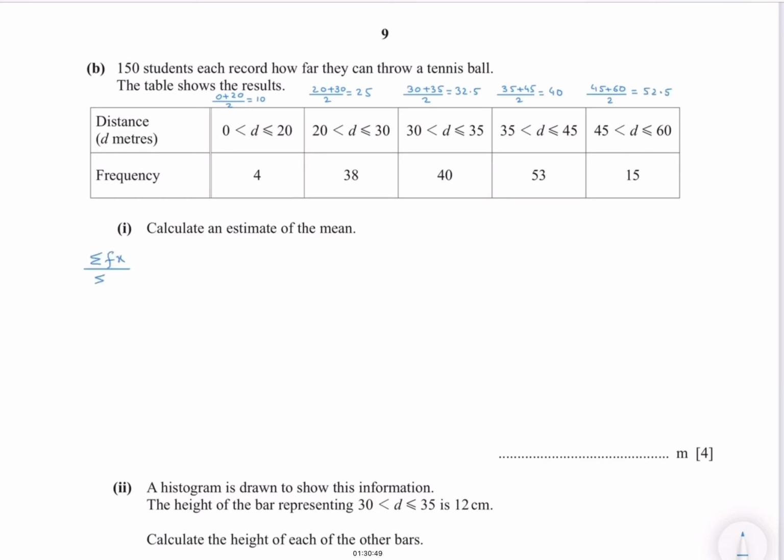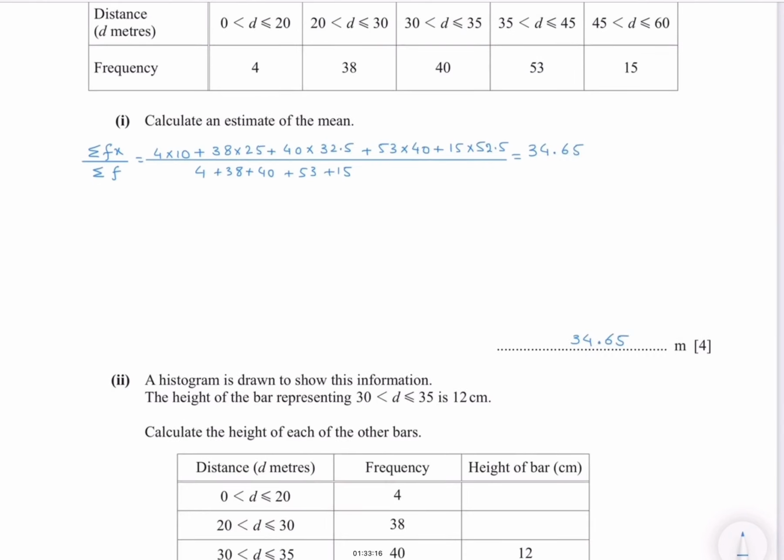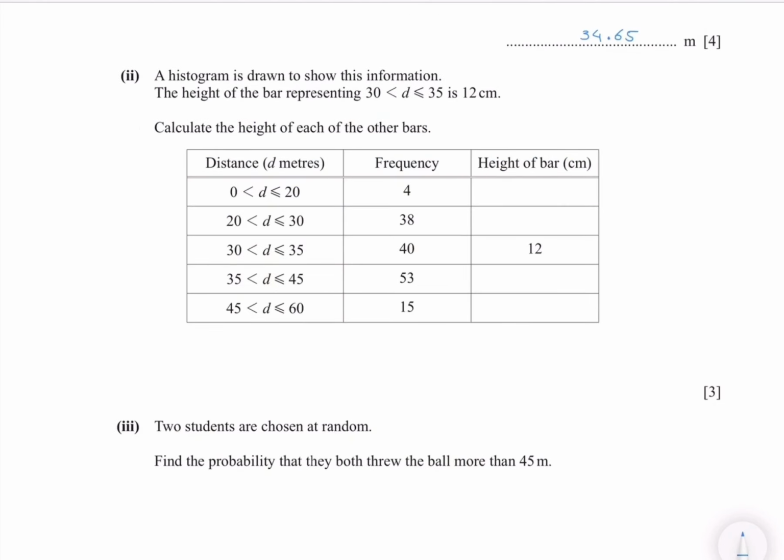So now the formula is sum of f x over sum of f. So 4 into mid value, which is 10, plus 38 into mid value, which is 25, and so on, divided by, add all the frequencies, and then use your calculator properly to get your correct answer, which is 34.65.